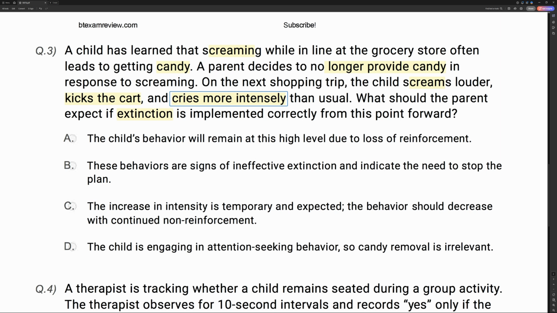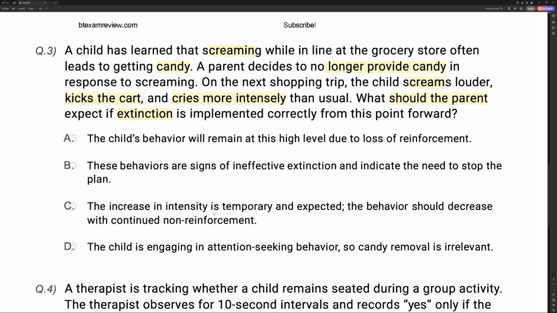So if we know all this, if you had to tell the parent what to expect from this point forward, what would you say about this extinction procedure? A, the child's behavior will remain at this high level due to loss of reinforcement. Just the opposite, right? We would say this looks like an extinction burst and we can expect this to stop at some point. B, these behaviors are signs of ineffective extinction and indicate the need to stop the plan. Just the opposite. These behaviors look like pretty good signs of effective extinction. We should continue with the plan.